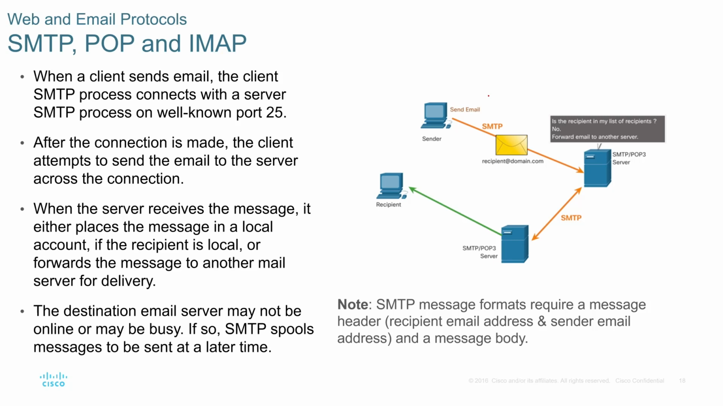The destination mail server may not be online or may be busy. If this is the case, the SMTP protocol will spool the message so that it will be uploaded to the remote mail server at a later time. Mail must have in its format a message header, the recipient email, and the sender email address.